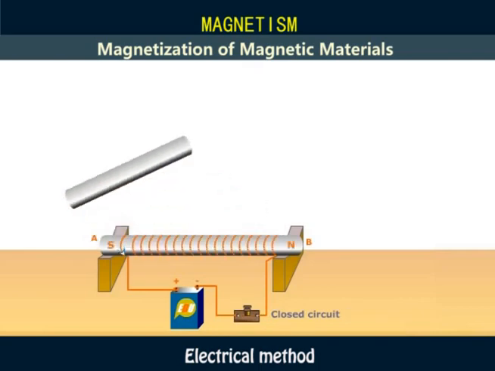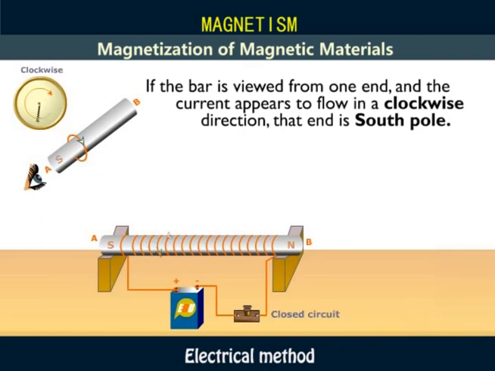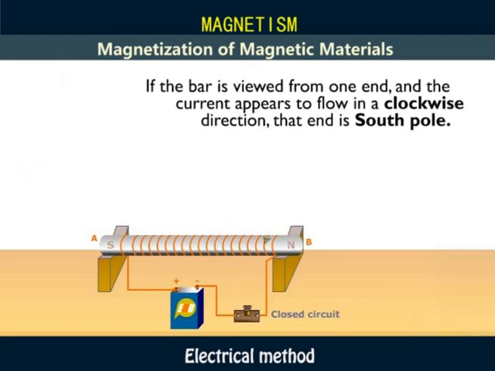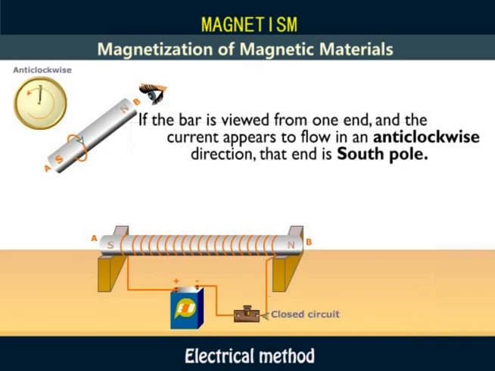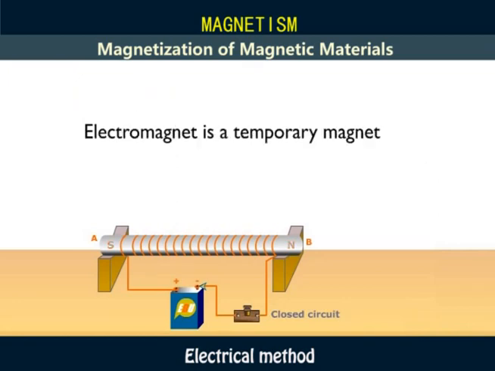If the bar is viewed from one end and the current is seen to be flowing in a clockwise direction, that end will attain south polarity. If the current appears to be flowing in an anti-clockwise direction, that end attains north polarity. If it is a steel bar, it becomes a permanent magnet. If it is a soft iron bar, it becomes a strong magnet and is called an electromagnet. It is a temporary magnet which loses the magnetism as soon as the current flow is stopped.